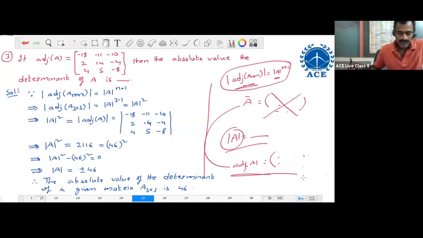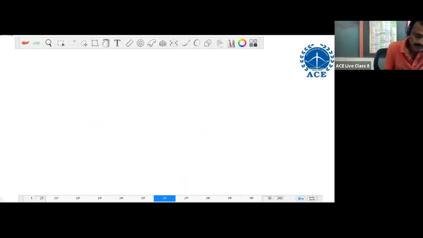Okay, this is about the third problem. Next, we are going to problem number 4. The first problem and second problem are both 2 marks GATE questions only. First problem is a 2 marks GATE question. Second problem is a 2 marks GATE question only. Next, problem number 4.